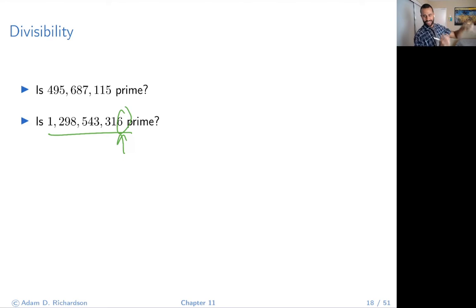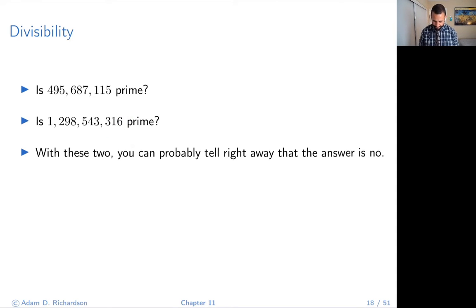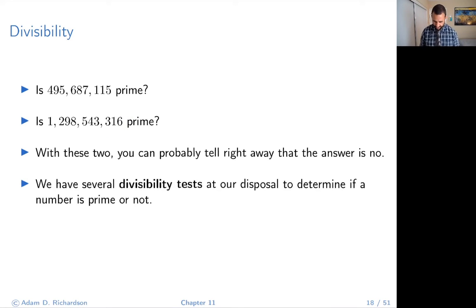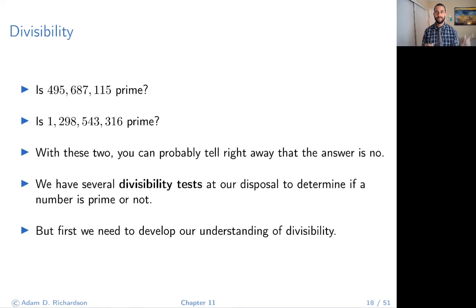Wait, sorry, in the next lecture. With these two, you can probably tell right away the answer is no. We have several divisibility tests, and that's what we're going to learn. But that's going to be the next lecture. So first, we need to develop our understanding of divisibility. And this is where things are going to get a little bit technical.